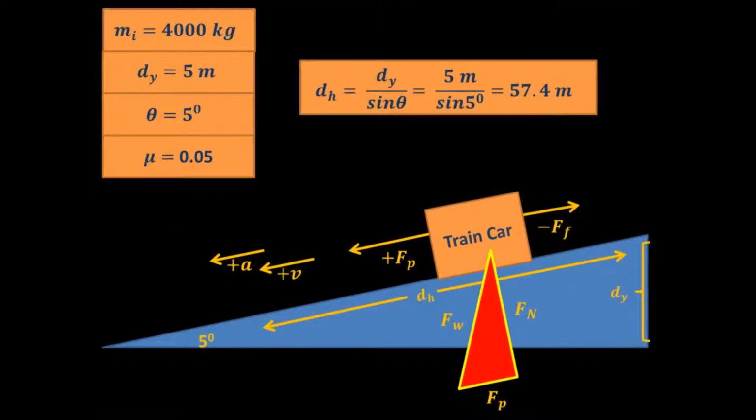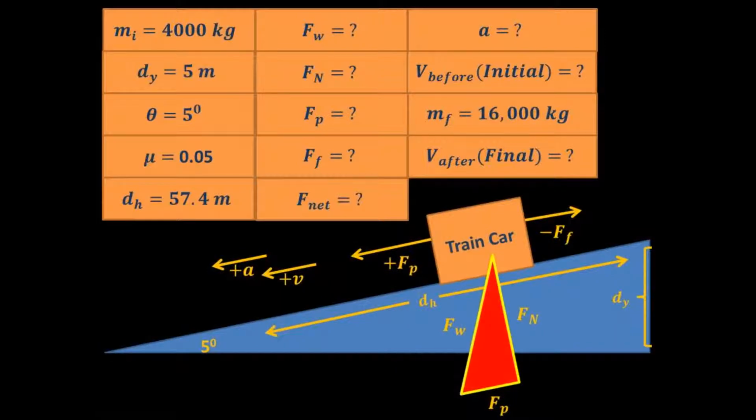The first value that we'll calculate is the length of the ramp, or dH. dH equals dy over sine theta, or 5 meters over sine 5 degrees, and that's going to equal 57.4 meters. Please verify trigonometrically that that is true, and verify it also on your calculator to make sure you get 57.4 meters, which is the distance the train will travel to pick up a velocity before colliding with the other three cars. That value is written in the table. dH equals 57.4 meters.